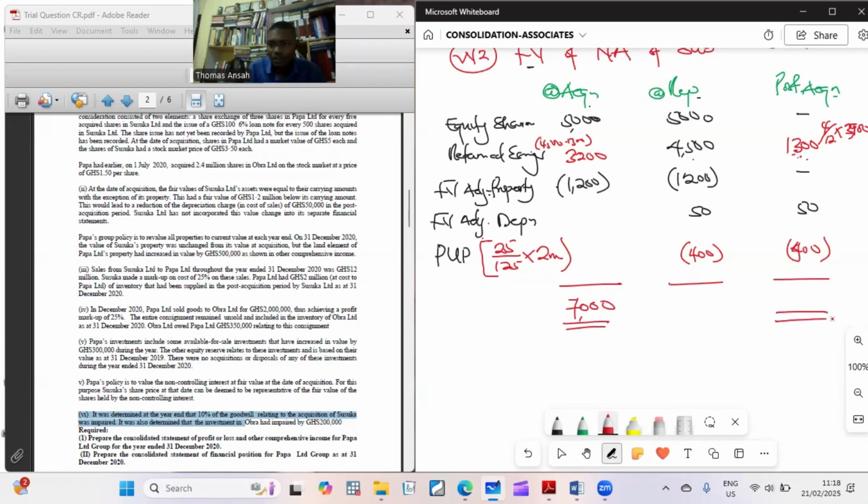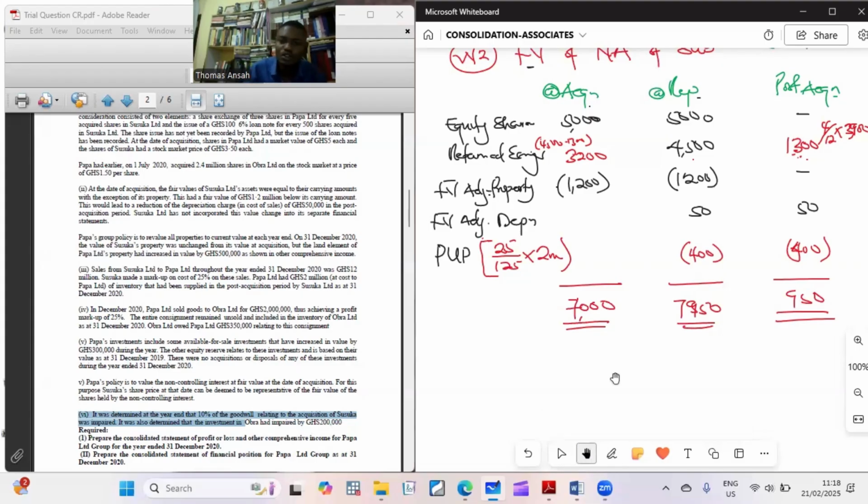Then this side also, you have 5,000 plus 4,500 minus 1,000 plus 50 minus 400. We have 7,950. You can confirm it. All right, so that is that. Workings 3.